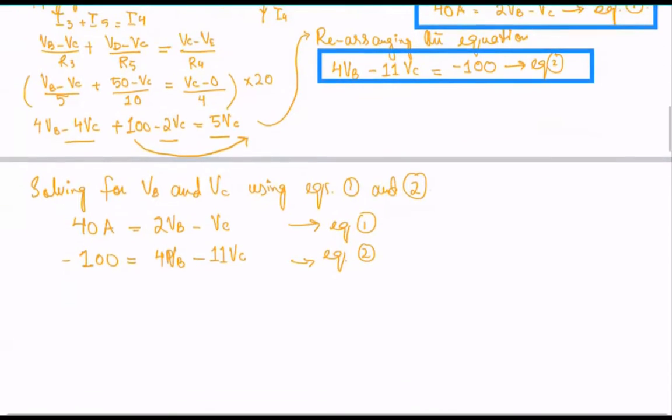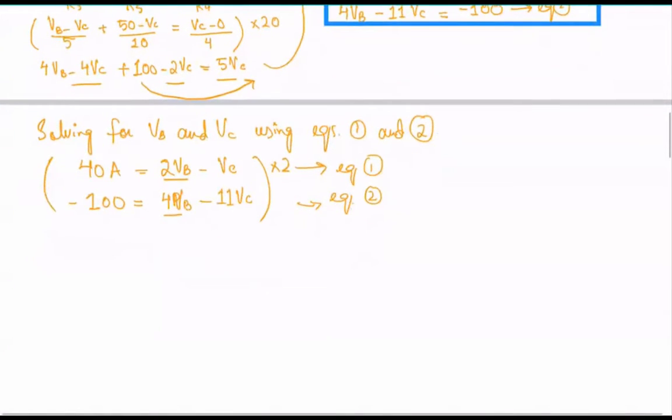Okay. All right, now what I'm gonna do here, I need to make one of the coefficients equal, right? And what I'm gonna do is if I can multiply this equation by 2, then I would have 4VB here, and then I already have 4VB here. I can solve these simultaneously, and then those may cancel out. So equation 1, I'm gonna multiply it by 2.